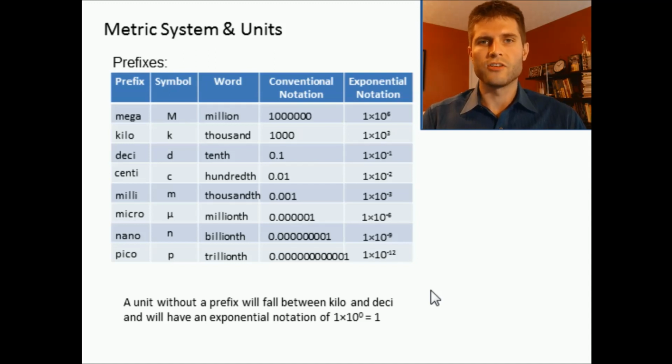If we want to talk about just the unit of measure meter without any prefix, we don't need to add a prefix for just the meter. Its actual exponential notation or scientific notation is going to be considered 1 times 10 to the 0, which is just equal to 1. And so a meter is just 1 meter. There's nothing associated with it. So we will go through a lot of examples tomorrow talking about how to convert between these prefixes.